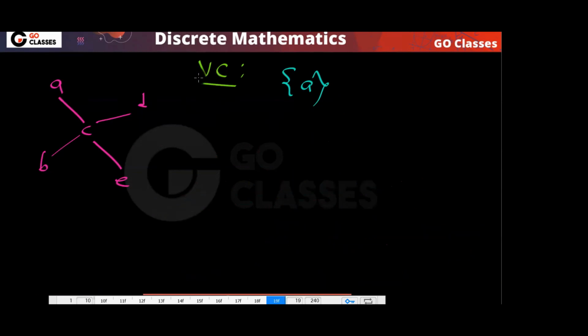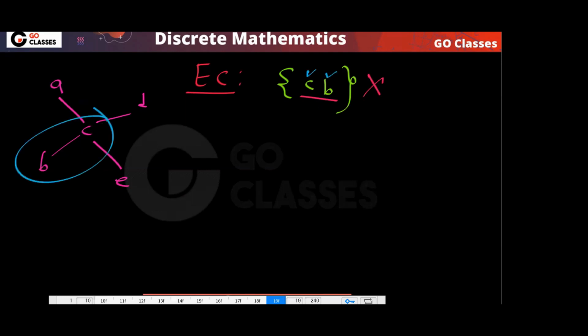Now the same thing can we do for edge cover. Which of the following is the edge cover? For example, can I say this edge CB is the edge cover? This is not the edge cover. Which vertices is this covering? This is covering only C comma B. These two vertices are covered, but the remaining vertices are not covered.